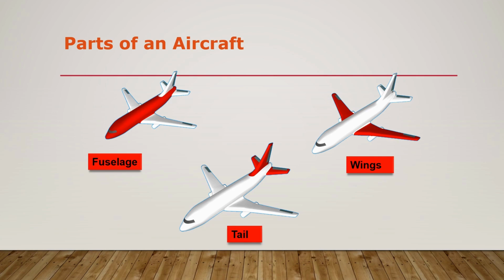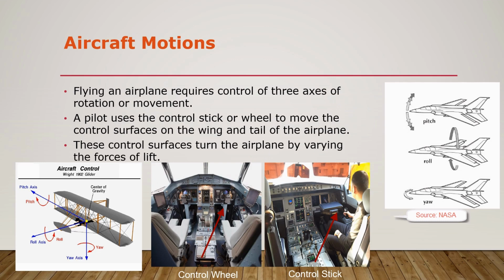We have different parts of an aircraft: fuselage, wings, and tail. The aerodynamic structure helps to change the direction or to fly the aircraft. As part of aircraft motion, flying an airplane requires control of three axes of rotation or movement. We call them pitch, roll, and yaw.